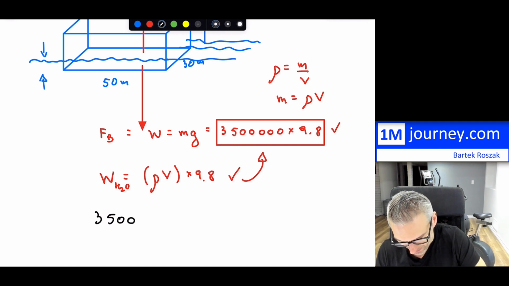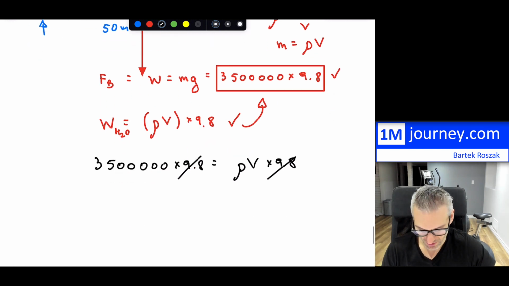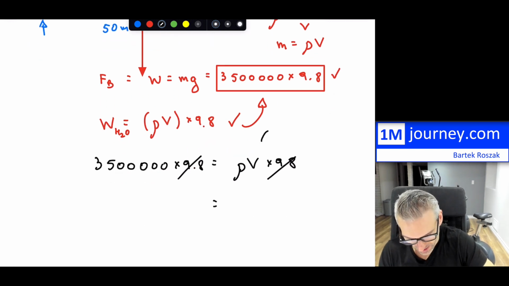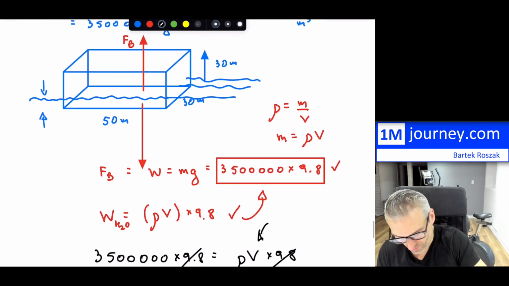3,500,000 times 9.8 is equal to density times volume times 9.8. Notice the 9.8, because it's on both sides, will cancel. And we're after the volume here. Now, why am I after the volume? Because what I want to know is how high this goes.